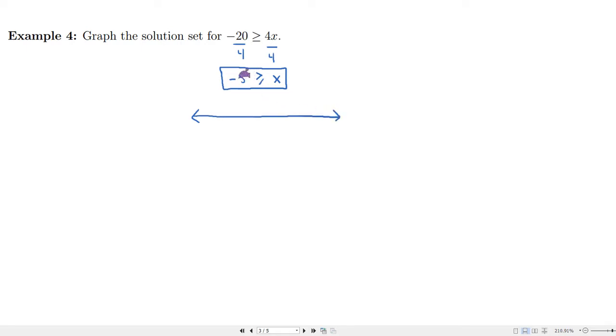So negative 5 is greater than or equal to x, or another way to say that is x is less than or equal to negative 5. So we're going to have negative 5 here, right? I'm giving you this example because I want you to be very careful. Don't immediately start drawing without actually thinking about what it says up here. So the x values are less than or equal to negative 5, and that's what you want to draw. You want to draw the x values that satisfy this. So those are going to be over here.